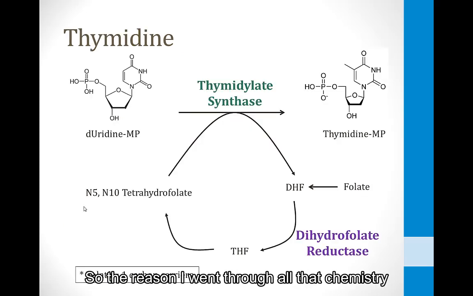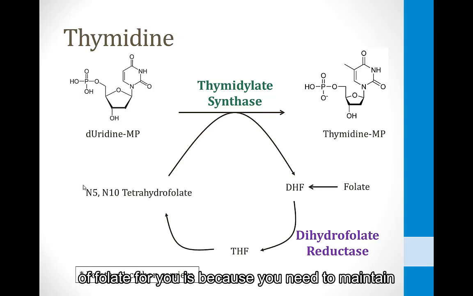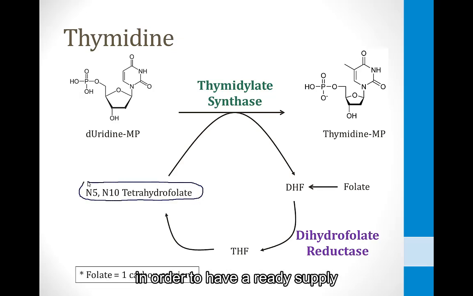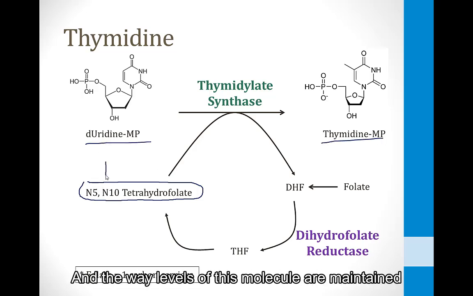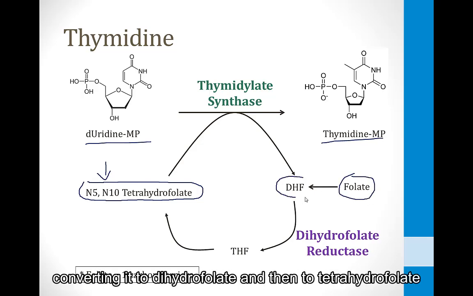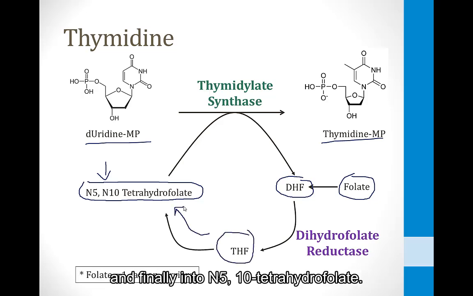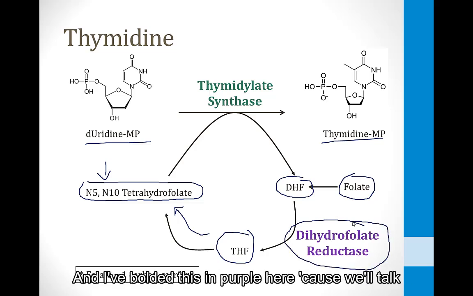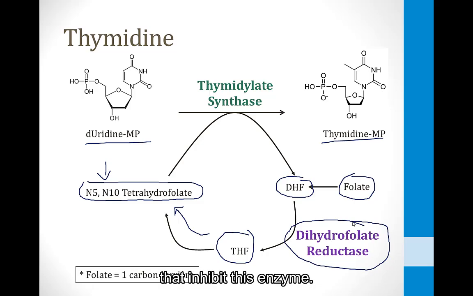So the reason I went through all that chemistry of folate for you is because you need to maintain the levels of N5-N10 tetrahydrofolate in order to have a ready supply to convert uridine into thymidine. And the way levels of this molecule are maintained is by taking folate from the diet, converting it to dihydrofolate, and then to tetrahydrofolate, and finally into N5-N10 tetrahydrofolate. The enzyme that converts dihydrofolate to tetrahydrofolate is called dihydrofolate reductase, and I've bolded this in purple here because we'll talk about in a minute how there are some drugs that inhibit this enzyme.